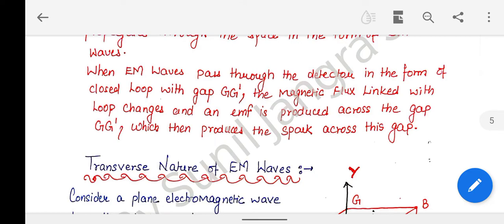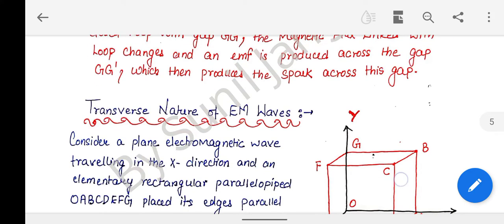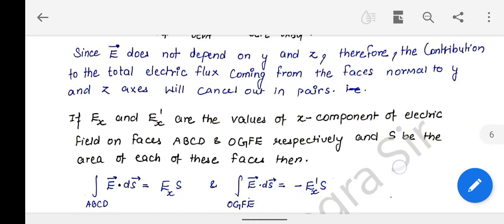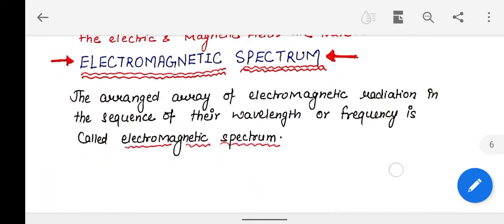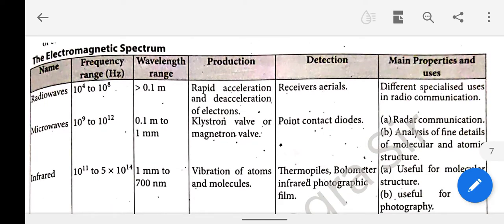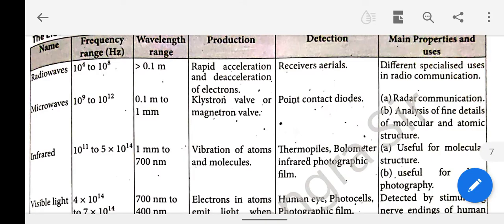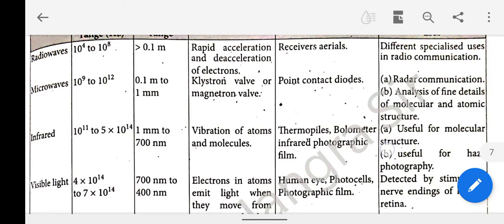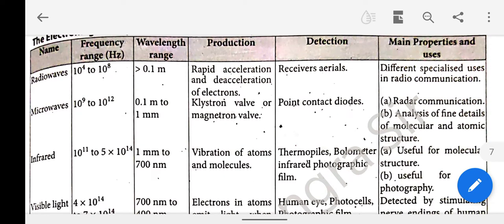So what are EM waves? Basically EM waves are oscillating electric and magnetic fields, that you need to understand. So electromagnetic spectrum, we have radio waves, frequency 10 to the power 4 to 10 to the power 8 hertz. The lowest frequency. Please remember the wavelength and the frequency are inversely proportional. If one is increasing, one decreases. So lowest frequency, highest wavelength is radio, then the frequency is increasing, wavelength is decreasing.